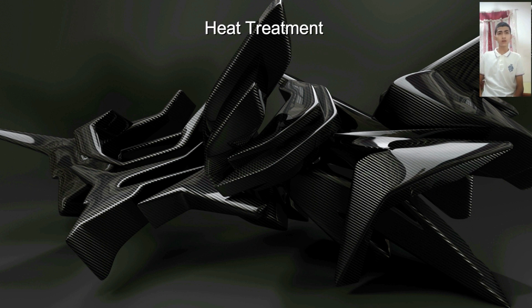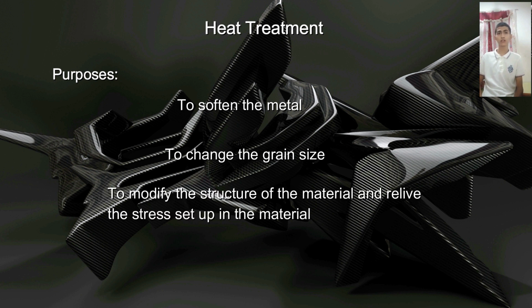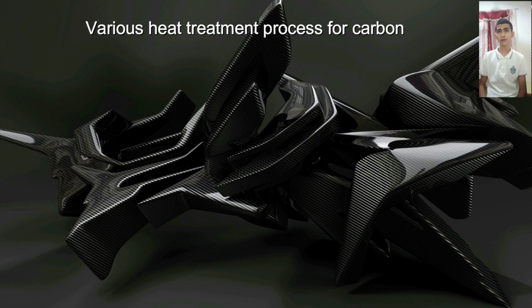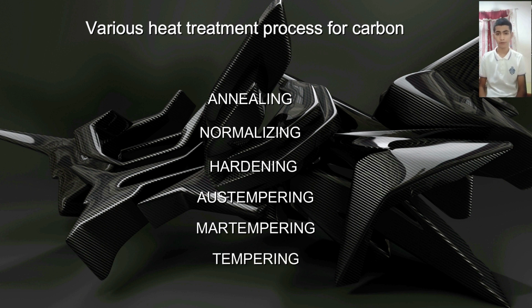Now let us know first what is the purpose of heat treatment. The purpose of heat treatment is to soften the metal, to change the grain size, to modify the structure of the material, and relieve the stress set up in the material. There are various heat treatment processes for carbon steel, and these are annealing, normalizing, hardening, austempering, martempering, and tempering.